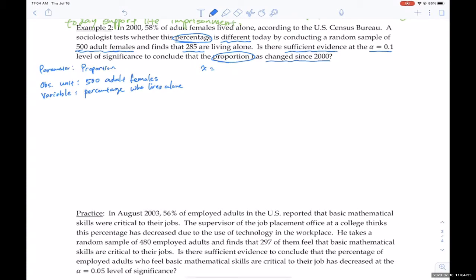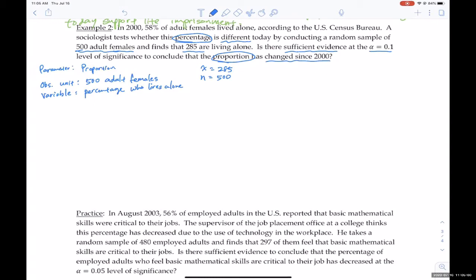285. 285, thank you. I think we should give Alexandria a little bit of MVP point here. She's very much participating. N here, what's the sample size? 500. Very good. So far so good.